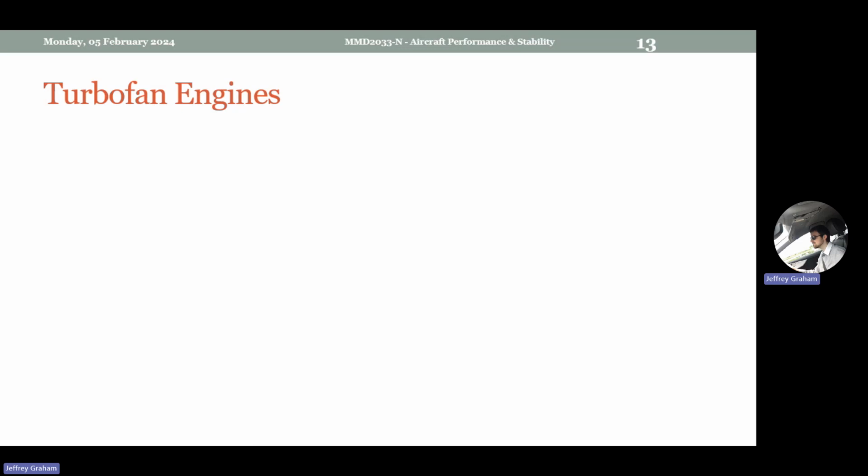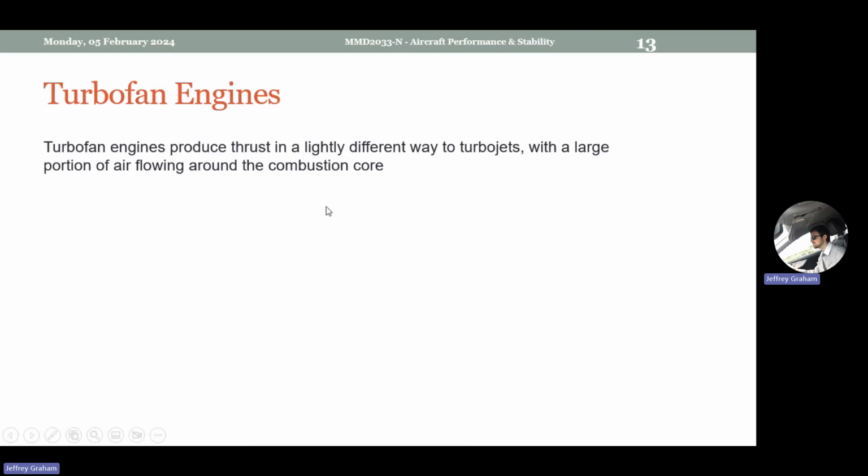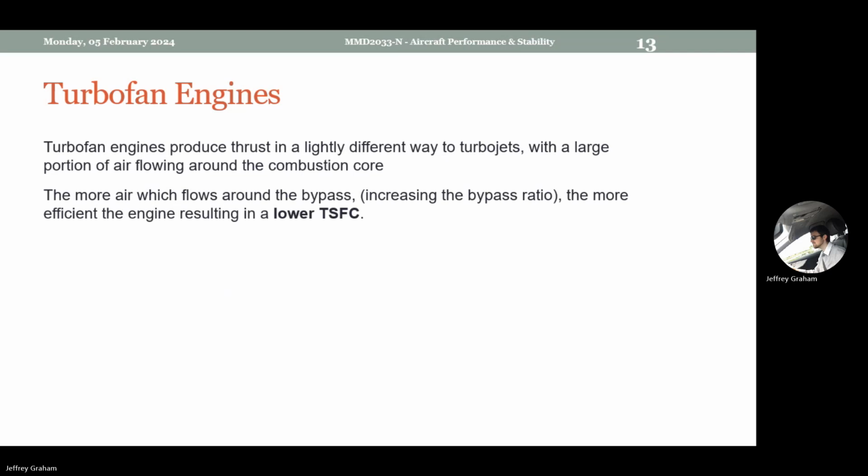All right, turbofan engines. So this is very much the same. Turbofan produces the thrust very slightly differently. It's got the bypass that goes around the edge. Only a small bit goes through the core to power the engine itself to get the compressor blade spinning. The more air you get around the bypass, the better. It basically produces a bigger mass flow without requiring any extra weight consumption or fuel consumption, which means you get the better or lower thrust specific fuel value.